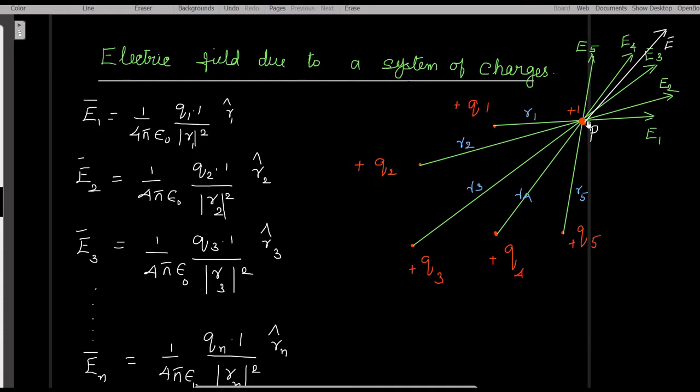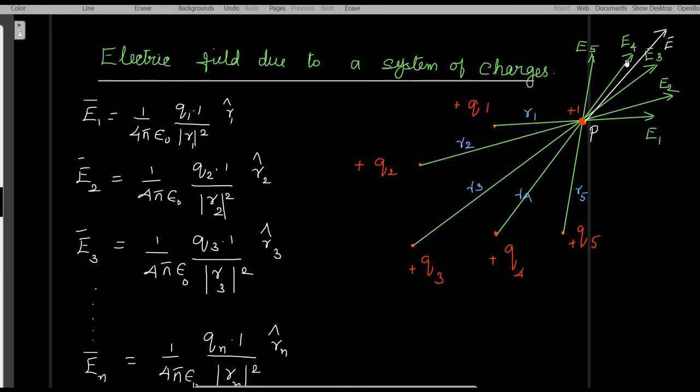Similarly, E3 is the force experienced by the unit positive charge due to Q3. So E3 equals 1 by 4 pi epsilon naught, Q3 into 1 divided by R3 square, plus etc. And the nth charge also exerts the force En equal to 1 by 4 pi epsilon naught, Qn into 1 divided by Rn square, into unit vector Rn.